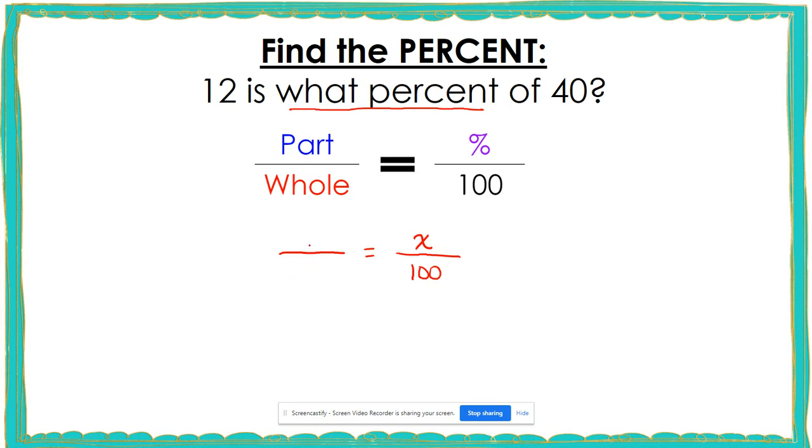Well, if I look at 12, I know that 12 is part of 40, and 40 is the whole value that I have.